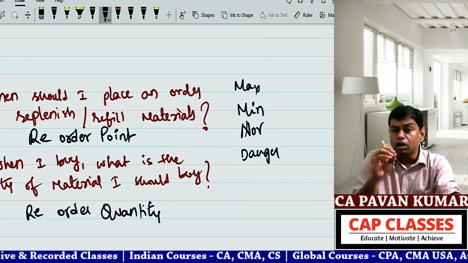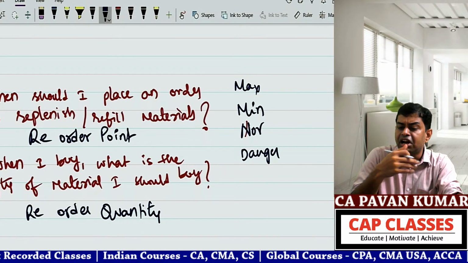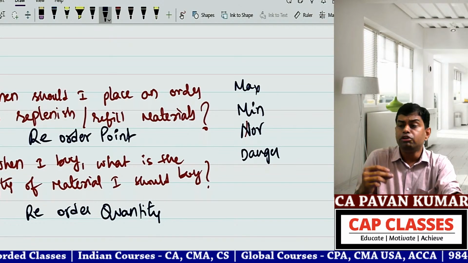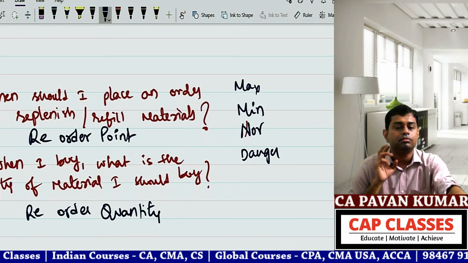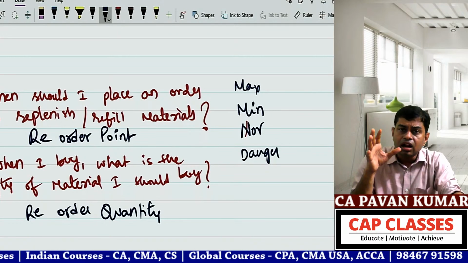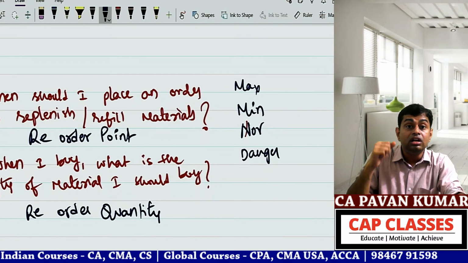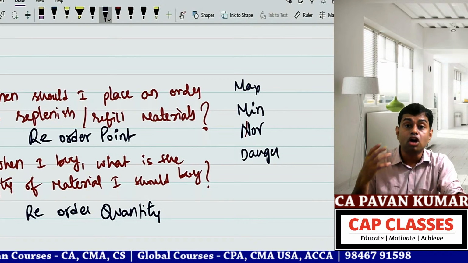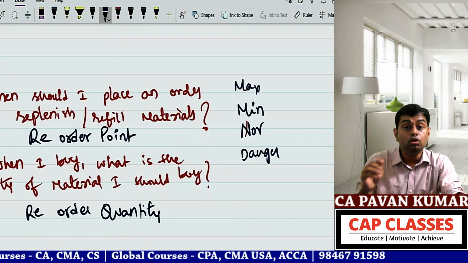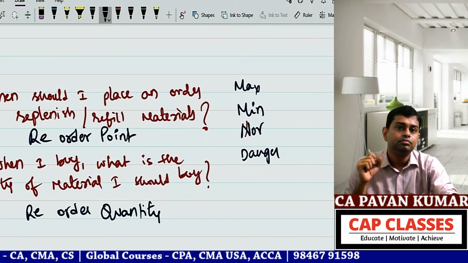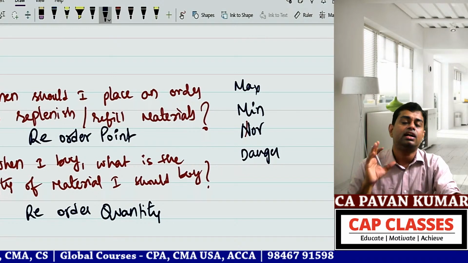Danger level means almost a stock out situation, no rice in home. So you need to run to the supermarket and you need to buy. There is no time. There is no stock in hand. So stock reached a danger level. So you need to buy it immediately.